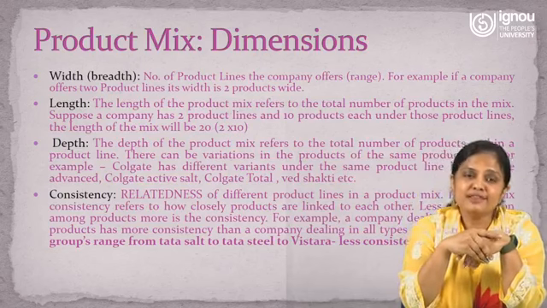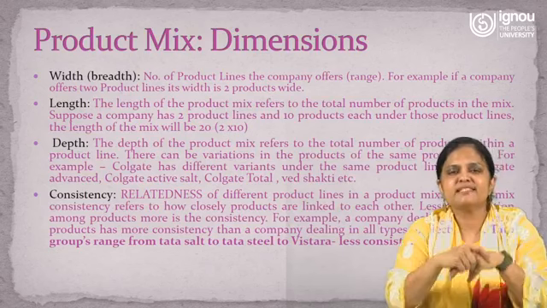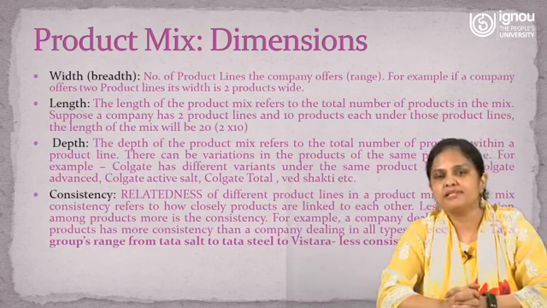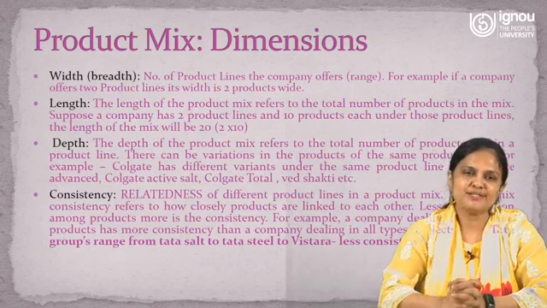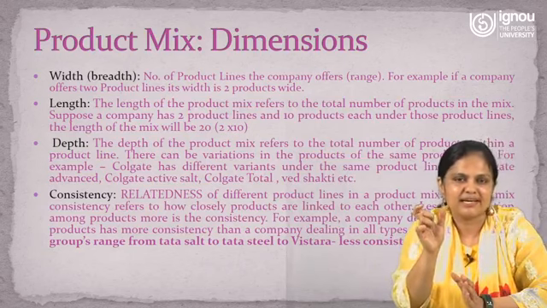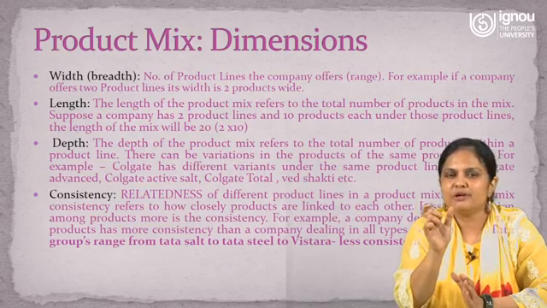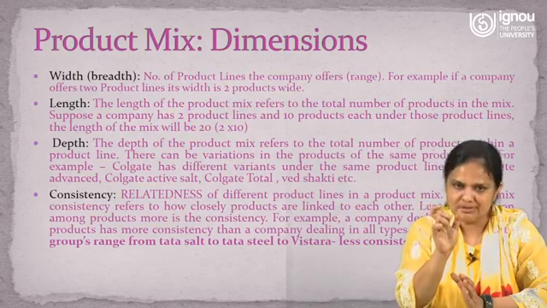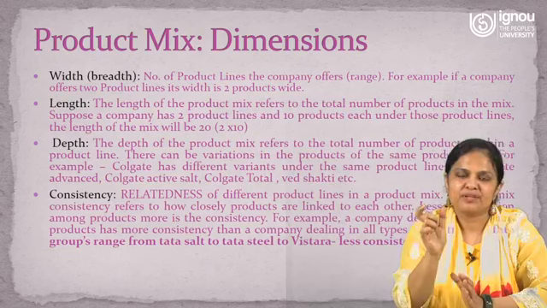When we talk of the length of the product mix, the length of product mix refers to the total number of products in the product mix. Suppose a company has 2 product lines, as we have said earlier, and 10 products in each product line, then the length of the product mix will come to 2 into 10, that becomes 20.